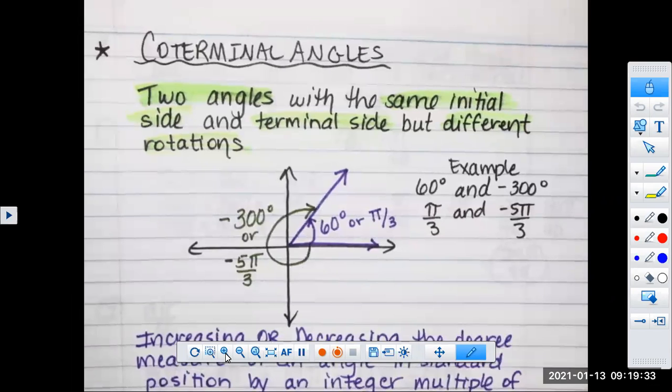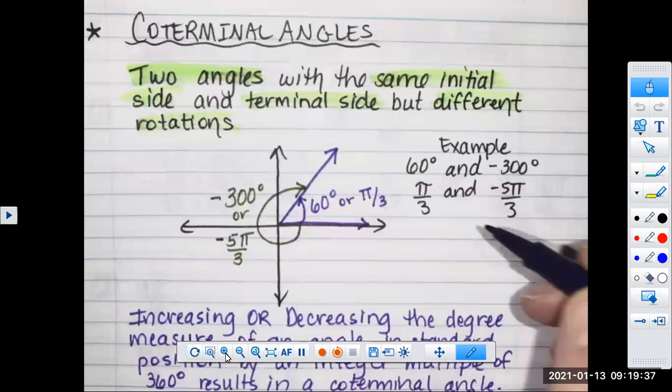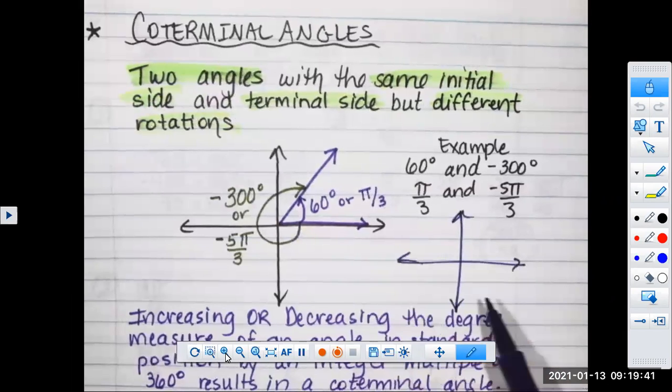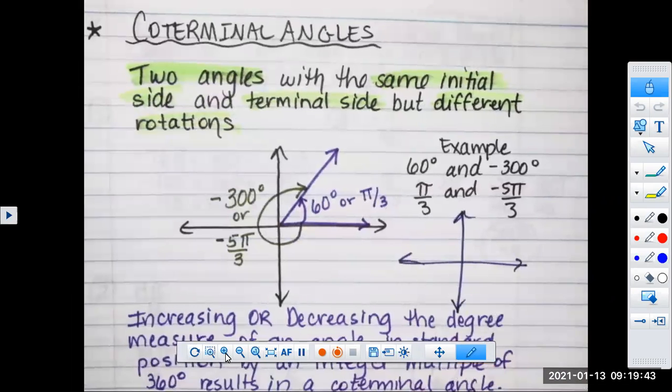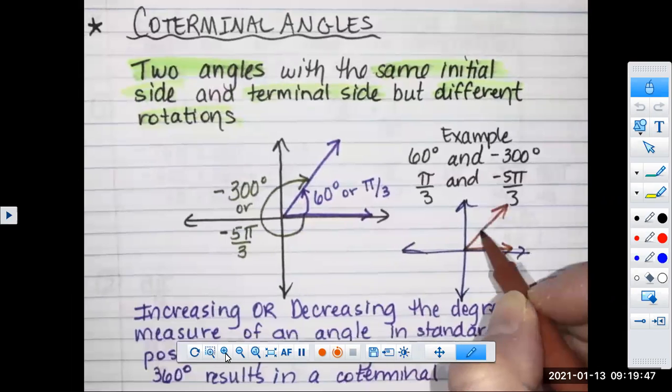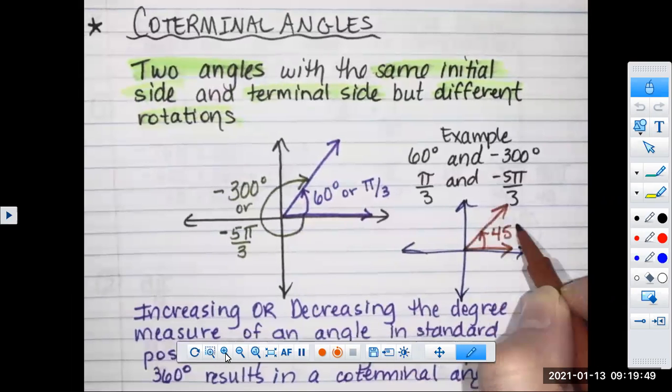So those are a good example of coterminal angles. For a 45-degree angle, tell me what negative angle would be coterminal with 45 degrees. What's left over?